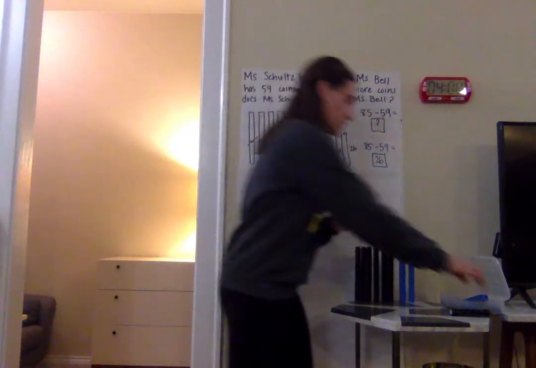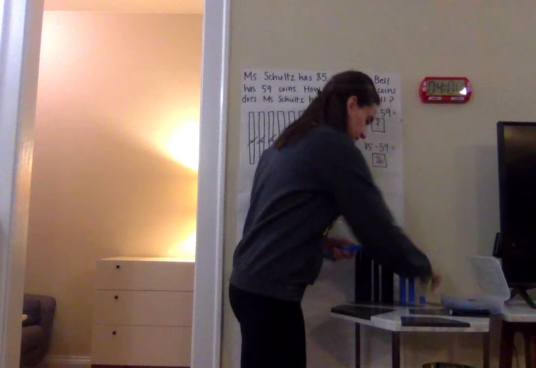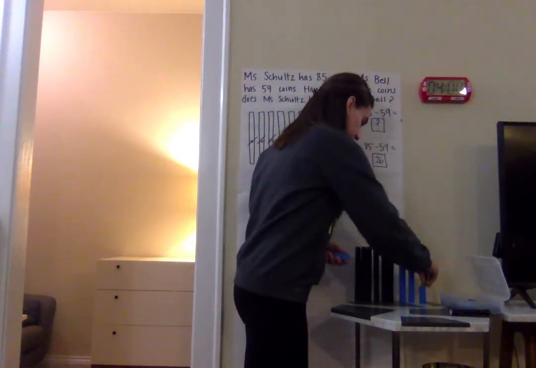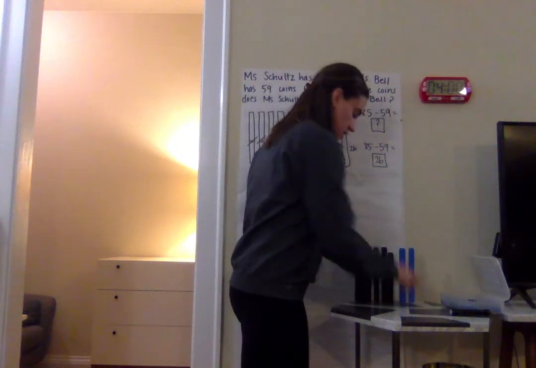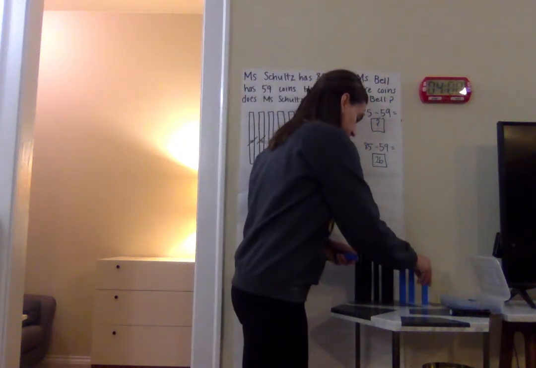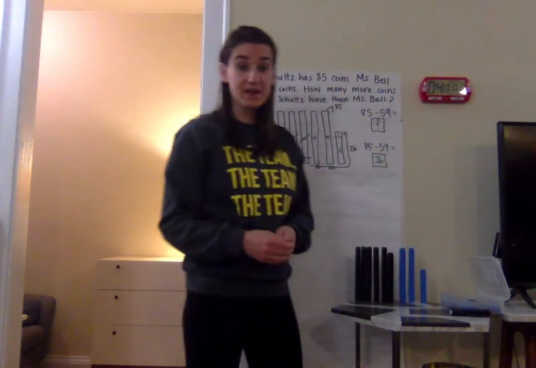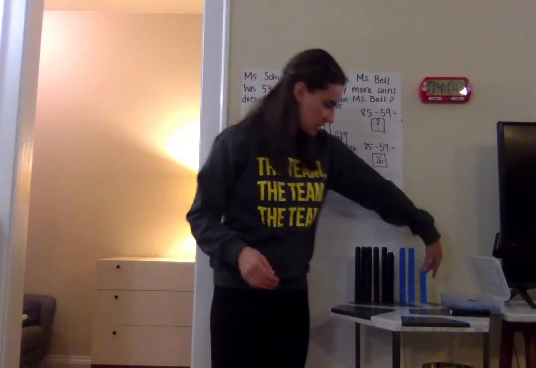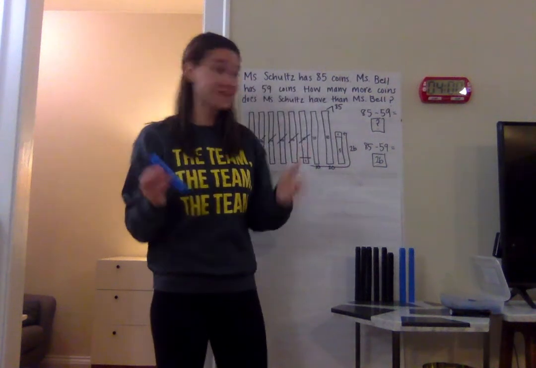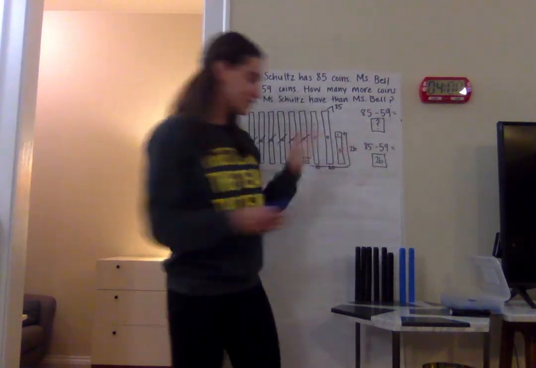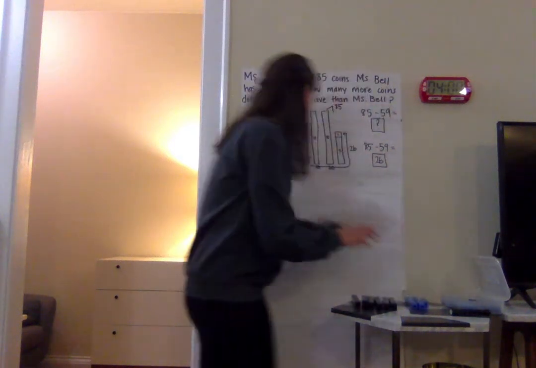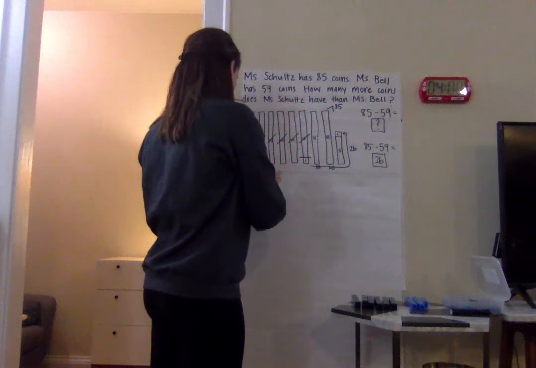Now I need to add on some ones. So 79, 80, 81, 82, 83, whoops, 84, 85. All right, I have 85 in total. Let's see how many I added. 10, 20, 21, 22, 23, 24, 25, 26. Perfect. That matches what we got up here when we subtracted, so we know we did it correctly. Lay these down. And we're going to do our second drawing.